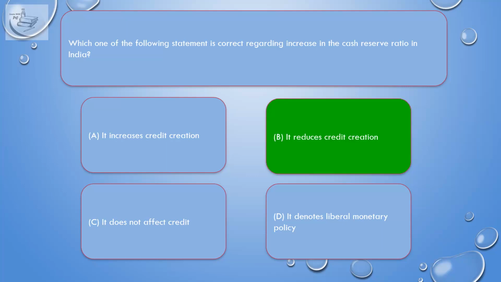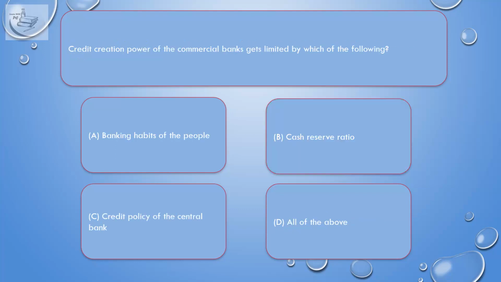Correct answer is B. It reduces credit creation. Question: credit creation power of the commercial banks gets limited by which of the following? A. Banking habits of the people. B. Cash reserve ratio. C. Credit policy of the central bank. D. All of the above.